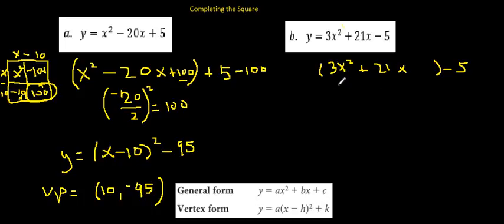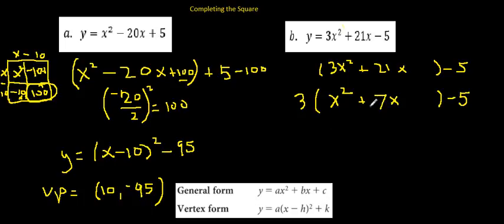Sorry about that. So 3x squared plus 21x minus 5. And so now we have to factor out the 3. So we want to pull out the 3 in front. So we just divide by 3. So 3x squared divided by 3 is just going to be 1x squared. And 21x divided by 3 is going to be plus 7x. So at this point, all we have done so far is just rewrite it. We haven't added anything, we haven't done anything.